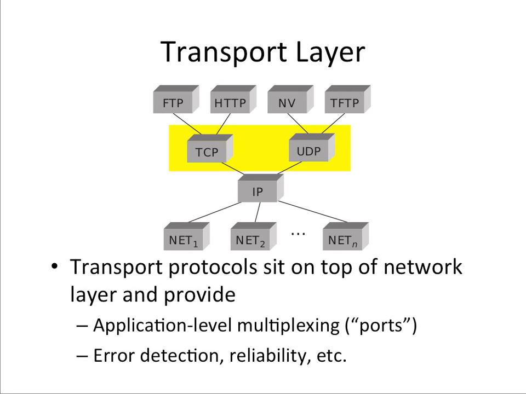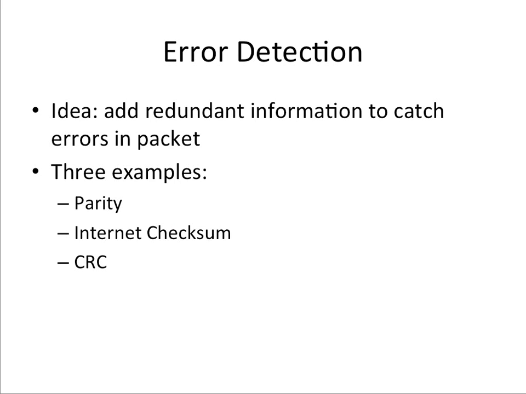Then the other major set of functionality provided by the transport layer is error detection and reliability. Error detection is basically adding some information to the packet so that we can detect if the packet has been corrupted in transit. We looked at 3 different examples of error detection techniques. The highest level idea is if we have some idea for what an uncorrupt packet looks like, then we can determine if it is corrupt or not when we receive it. That's the high level idea.